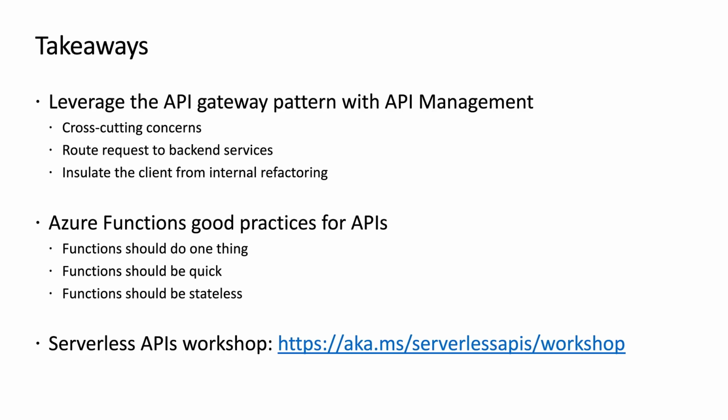And remember, when using Azure Functions for your APIs in the consumption plan, keep it simple. Your functions should be quick, stateless, and ideally do one thing and one thing only. You can almost think of them as a nano service.